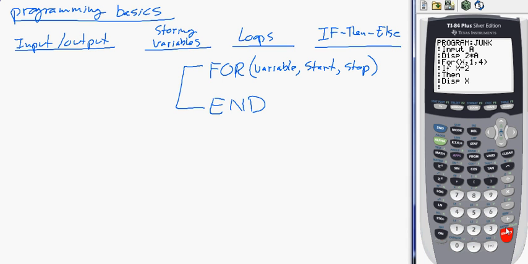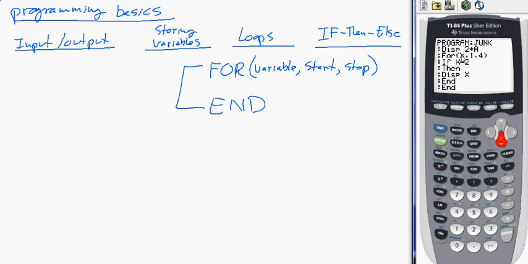And now here's another tricky part. I'm going to need another end statement. So this end is for the if. This end is for the for. Right? This is the loop end, and this is the conditional end for the if-then statement.